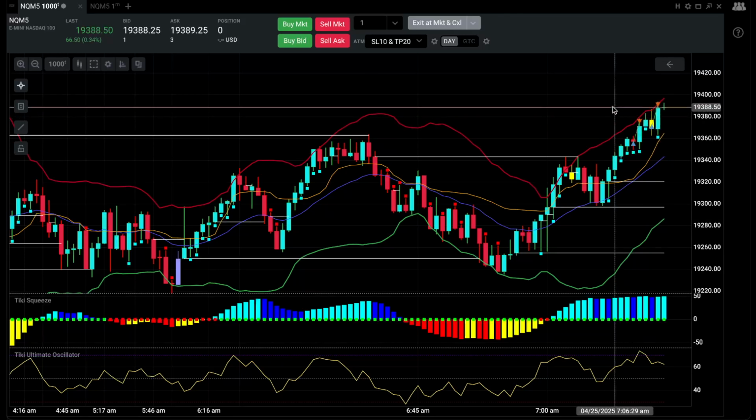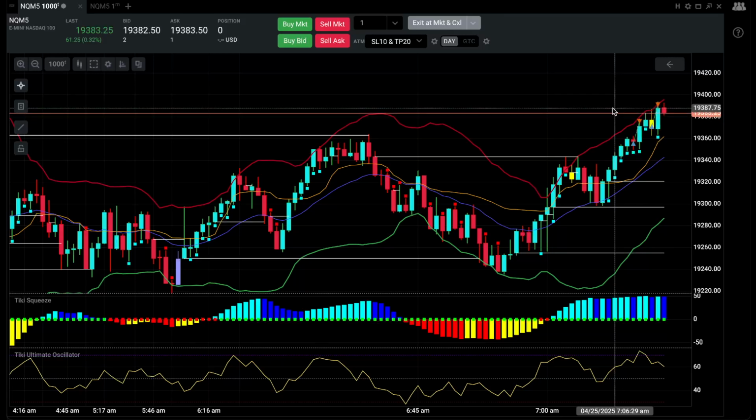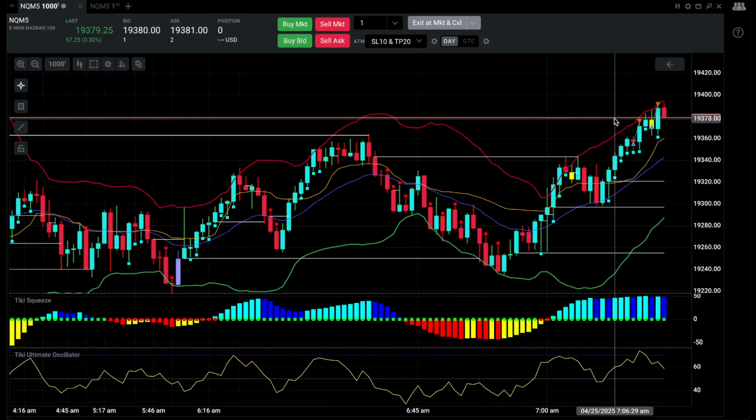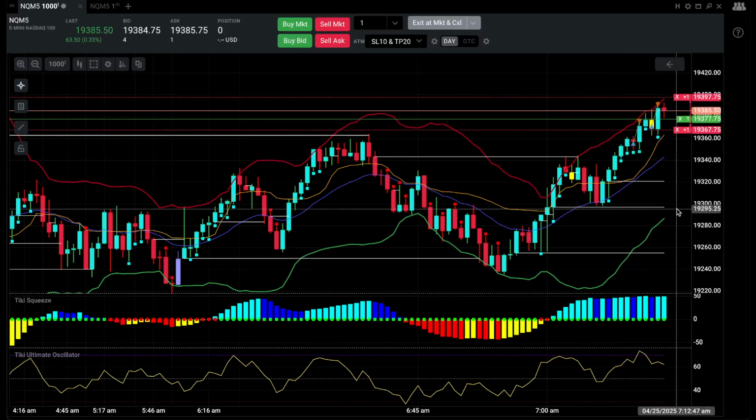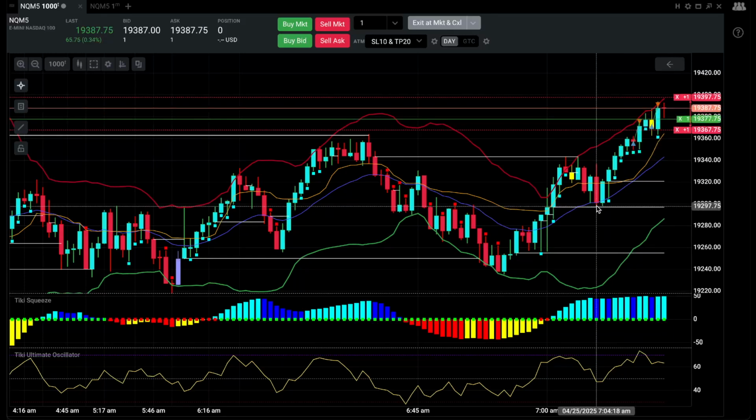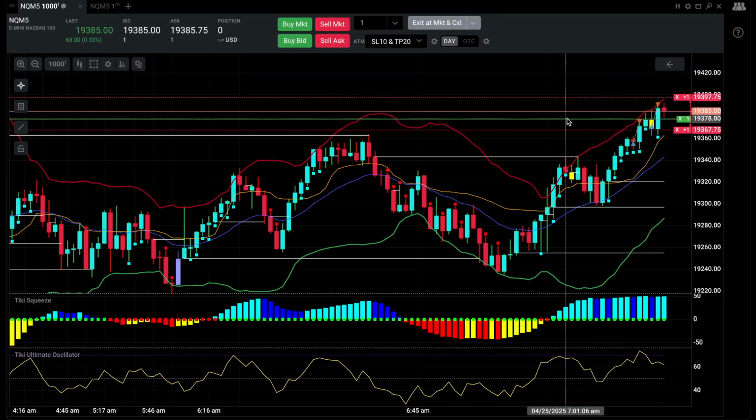So now this candle closed at 388. Let's pull this back to 378. That's right about there. And let's see if price is going to pull back 10 points and get us in here.